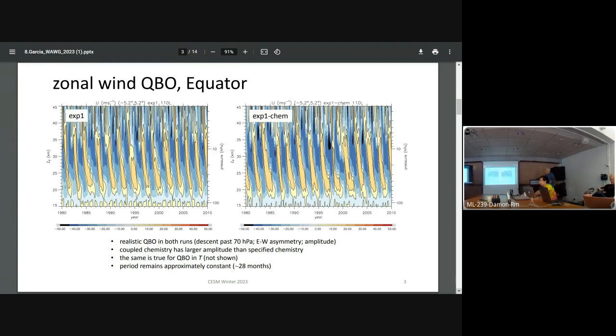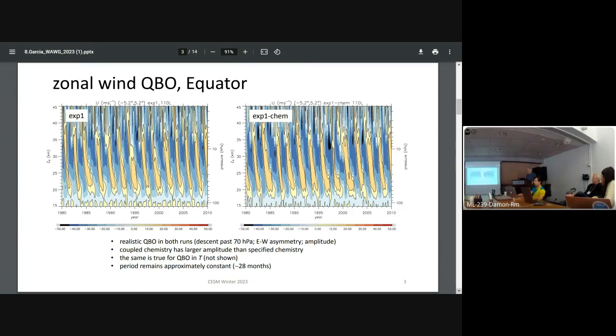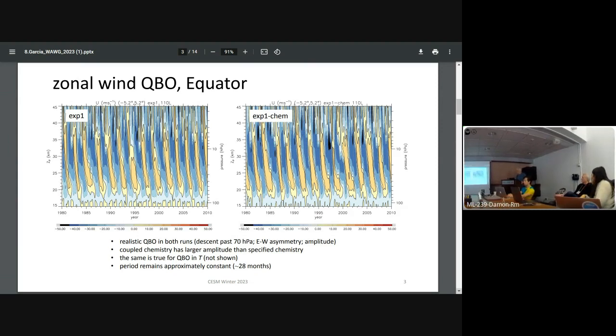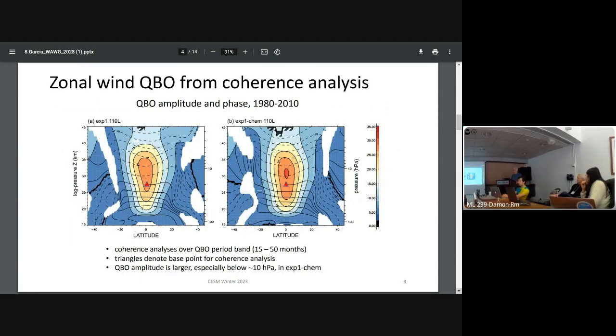If you look at these, the QBO looks somewhat similar. And it looks realistic. The QBO winds descend all the way to the lower stratosphere. And there is somewhat larger amplitude in the coupled chemistry, as I will show you in a second. This also happens for the temperature perturbation. The period, however, remains about the same in both of these simulations. So what is going on? Before I show you what is going on, I wanted to show you a comparison of the QBO amplitude and phase structure in both cases.